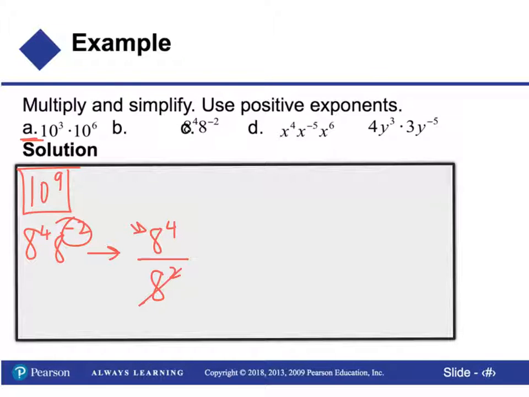So 2 of those 8s are going to completely go away. 2 of these 8s are also going to completely go away, leaving me with 2 8s on the top. So again, there's 2 8s multiplying on the bottom. 1, 2, 3, 4 multiplying on the top.